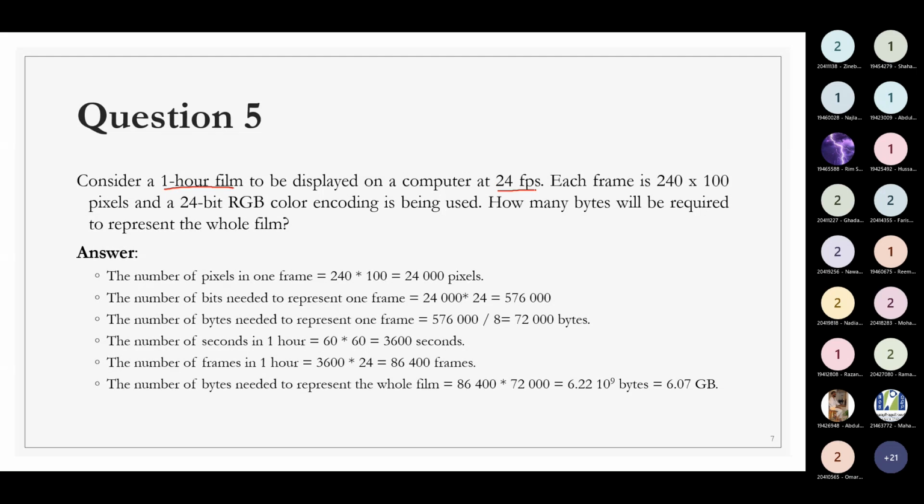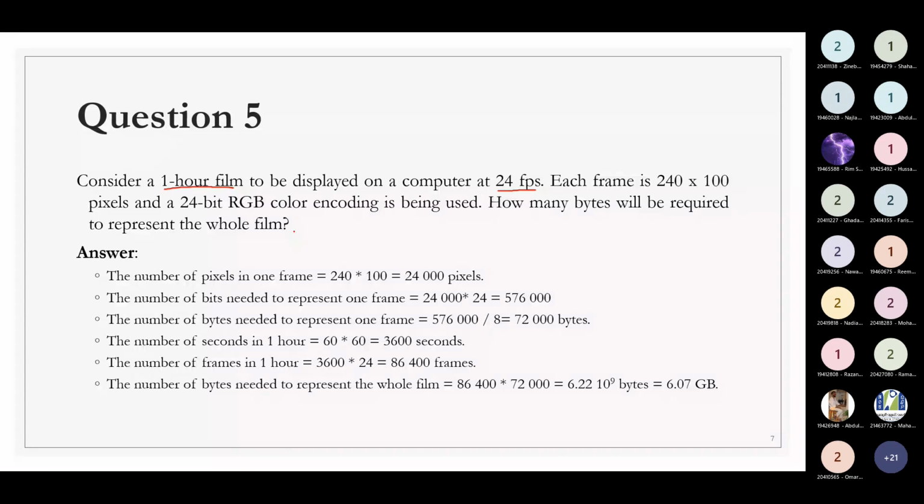So each frame is 240 multiplied by 100 pixels, and a 24-bit RGB color encoding is being used. How many bytes are required to represent the whole film? Here you are asked to calculate the size of this film with these specifications.